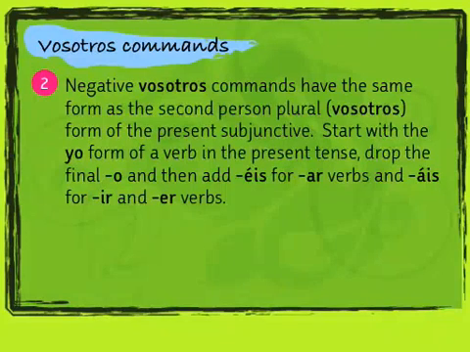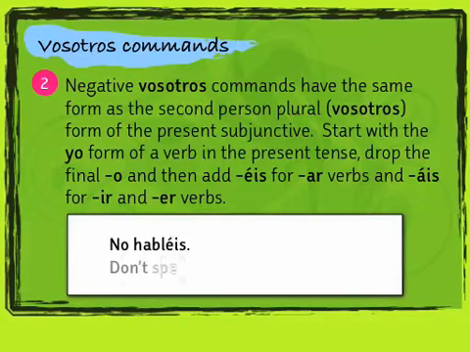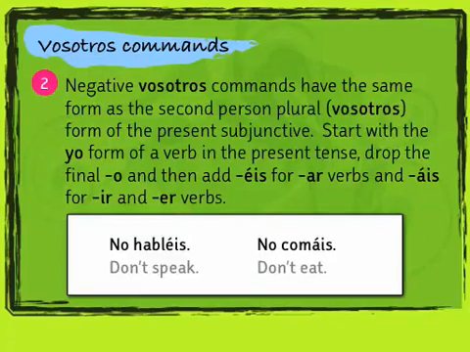Negative vosotros commands have the same form as the second-person plural vosotros form of the present subjunctive. Start with the yo form of a verb in the present tense, drop the final O, and then add EIS for AR verbs and AIS for IR and ER verbs. No habléis. Don't speak. No comáis. Don't eat.